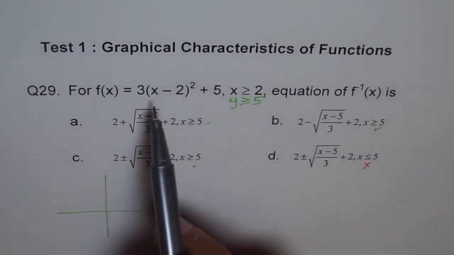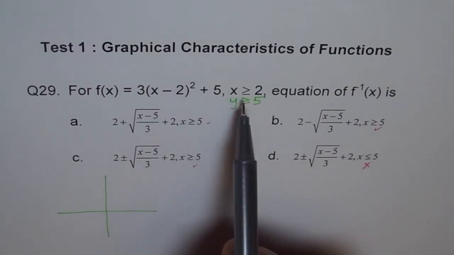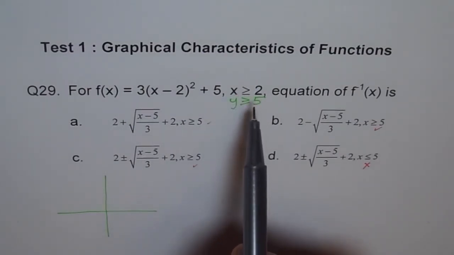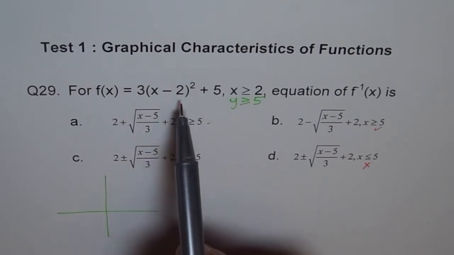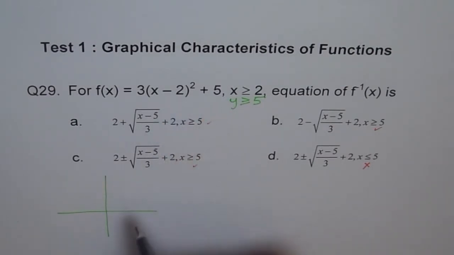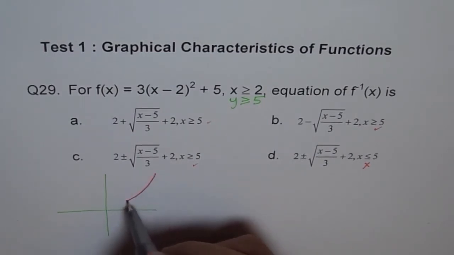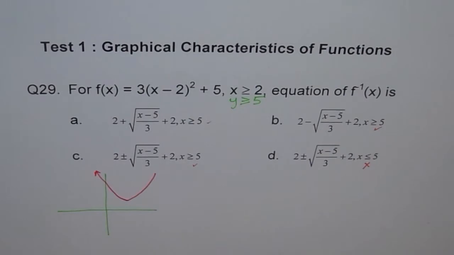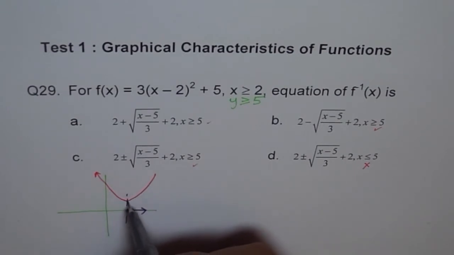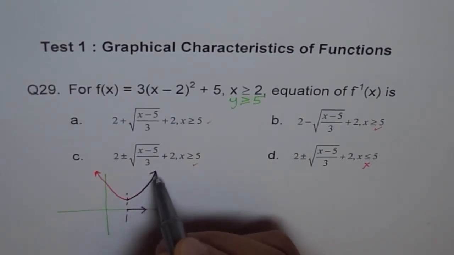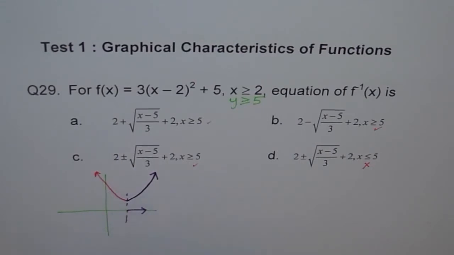Now, as far as the sign is concerned, you're only considering when x is greater than or equal to 2. So let's try to sketch and understand it more. The vertex is at (2, 5), correct? Let's say this is our function, and we just make a rough sketch. Here we are given the domain of this function in this direction, correct? That means we are only considering this half of the function. We are not considering that half of the function. Do you understand?